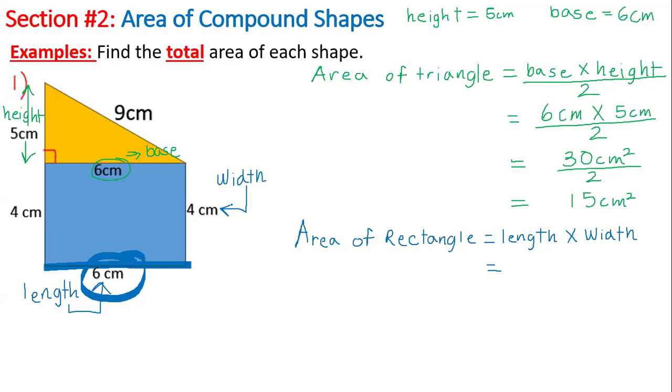So what is the length in this question? 6 centimeters. What is the width in this question? 4 centimeters. So the width is 4, the length is 6. And so we have what? Length times width, which is what? 24 centimeters squared. Very good. 24 centimeters squared.